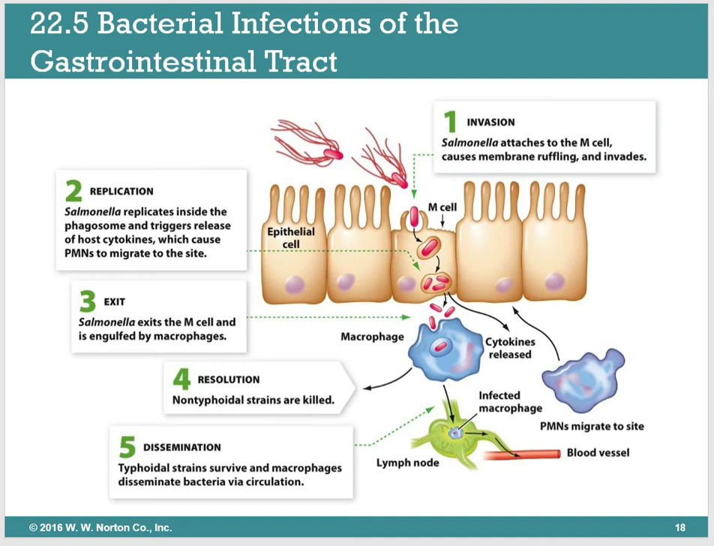But sometimes it can disseminate and actually go into the lymphatic system. And then with that, the bacteria can spread via circulation through the lymphatic system as well as the blood vessels. But that's if the macrophage doesn't kill it off. So the macrophage can go either of two ways. It can either be like, you are going to die, or you're okay, but I'm going to travel to the lymphatic system. Ideally, you don't want your macrophage to go to the lymphatic system. You want it to resolve and kill off the strain.